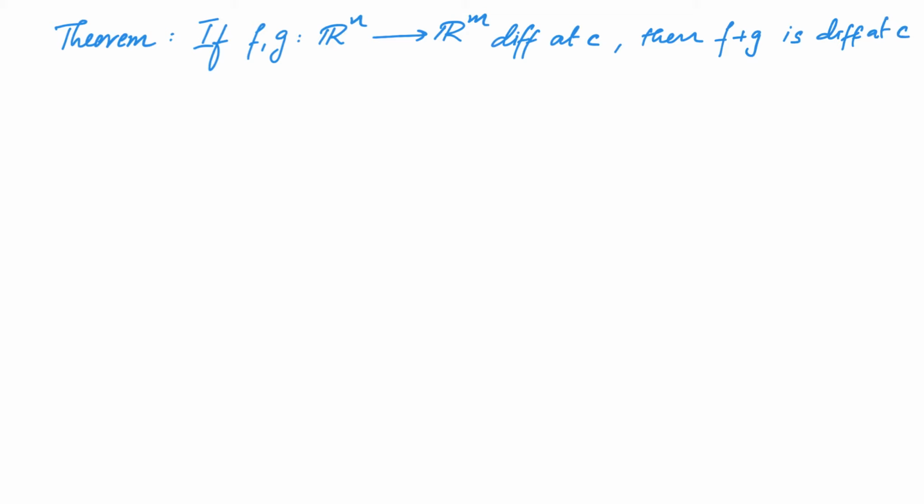For instance, first let us see that if f and g are two functions from Rn to Rm which are differentiable at C, then their sum f plus g is also differentiable at C. Let us go through a proof of this fact.